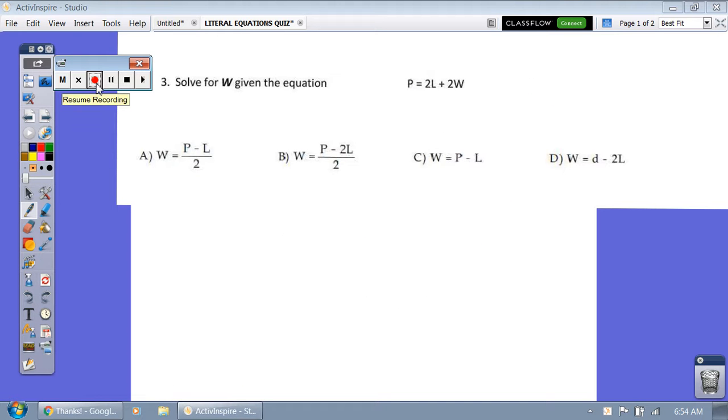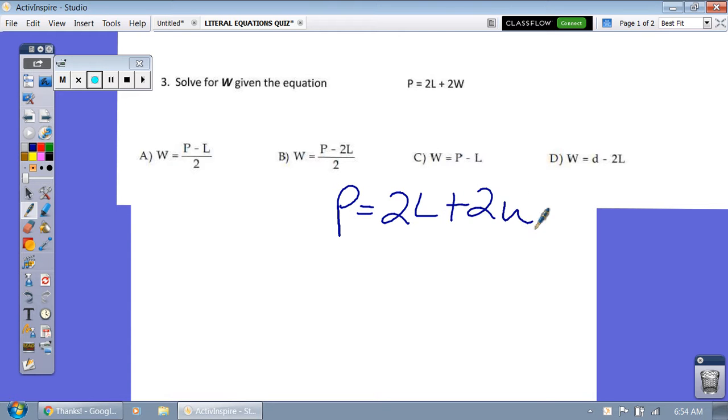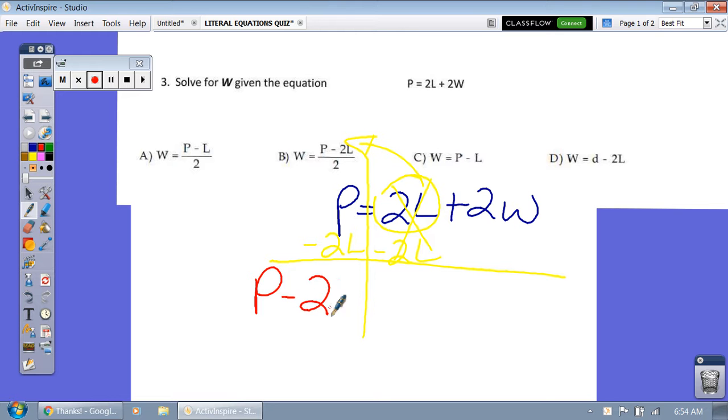3, solve for w given the equation. I'm going to rewrite this down here to give me some room to work with. We need to solve for w, so let's start moving stuff. I'm going to look at this as just one object here, 2L. We can move 2L to the other side. It's positive on the right, so we're going to make it negative when we move it. So we're going to subtract 2L. That's going to leave us with p minus 2L equals what we have left on the right side, 2 times w. And now we need to get w by itself.